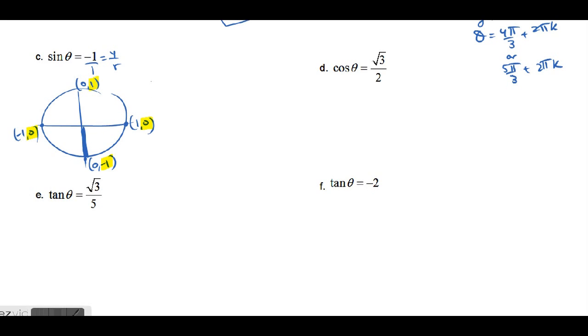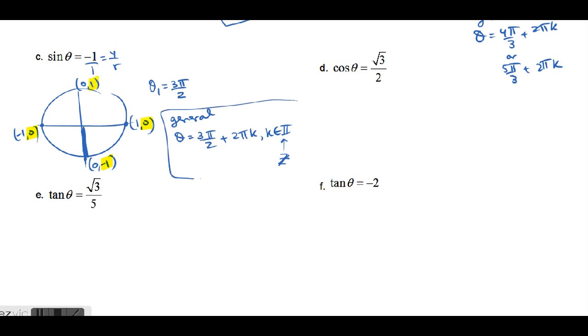All right, so the only theta in the first positive revolution is 3 pi over 2. And if you wanted a general solution for all the possible solutions, or all the angles that answer this question, it is 3 pi over 2 plus 2 pi k, where k is an integer. Sometimes integer is recorded as a capital Z in some textbooks.